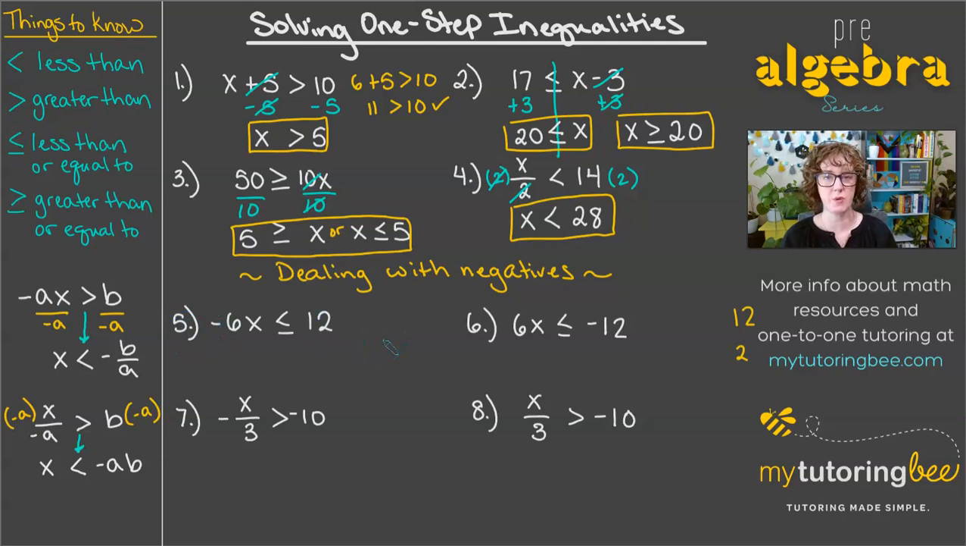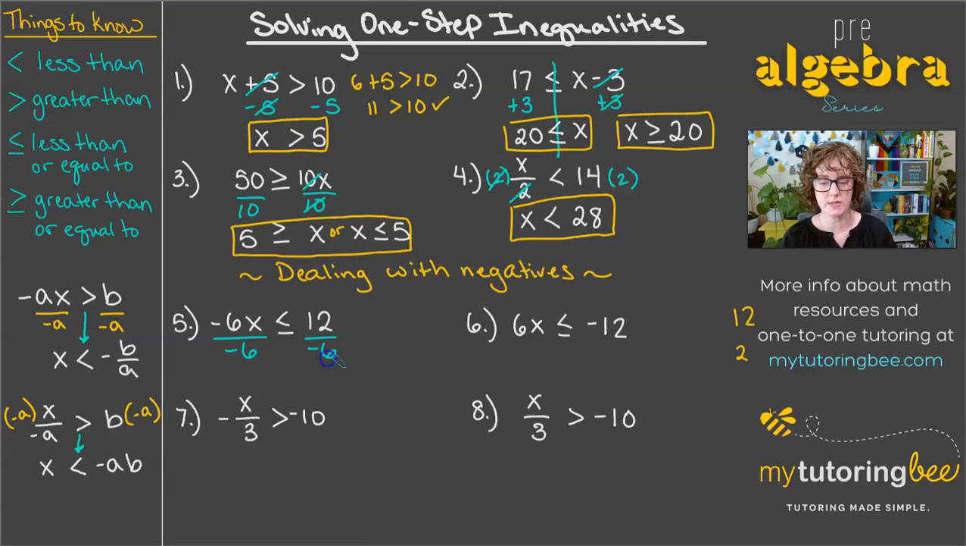Okay, let's go down here. Now we're going to work with those negatives. So I actually have two problems that are very similar side by side so that I can show you what you should do and what you should not do when dealing with negatives with inequalities. All right, so we have negative 6x is less than or equal to 12. So we need to undo that multiplication of negative 6 by dividing by negative 6.